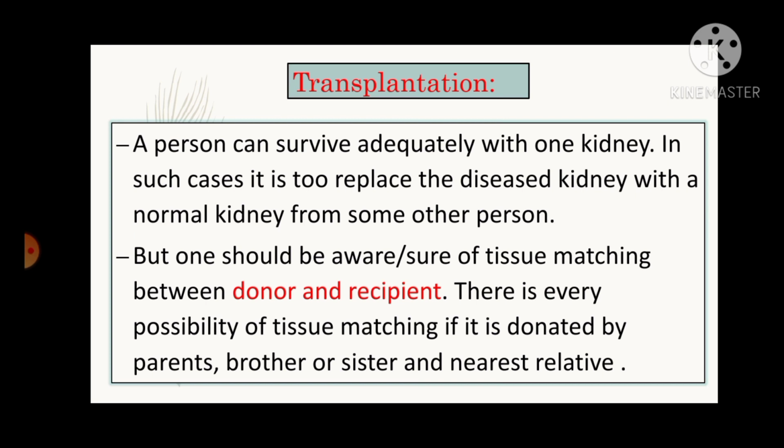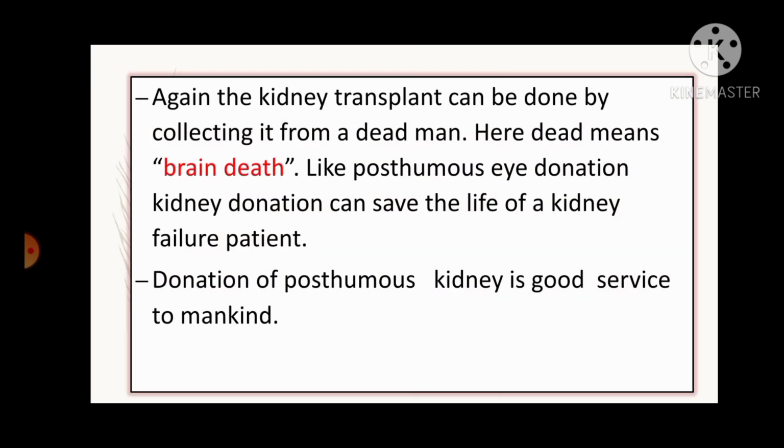Transplantation. A person can survive adequately with one kidney. In such cases, it is possible to replace the diseased kidney with a normal kidney from some other person. But one should be sure of tissue matching between donor and recipient. There is a very good possibility of tissue matching if it is donated by parents, brother or sister, and nearest relatives.